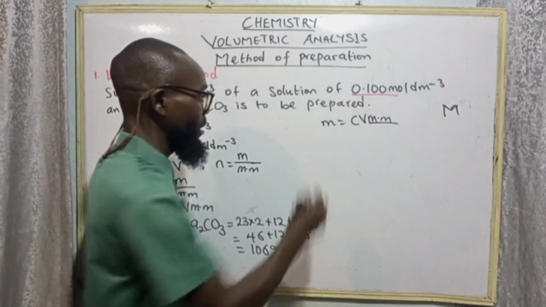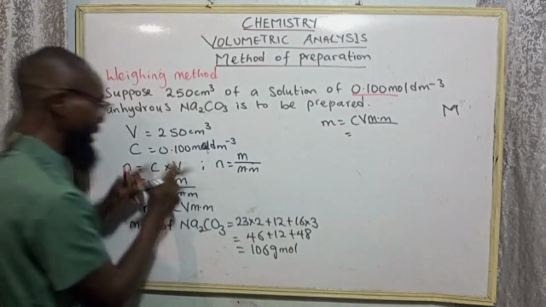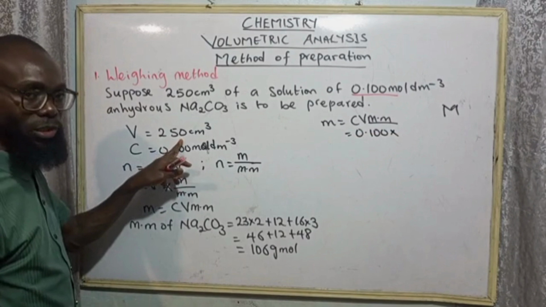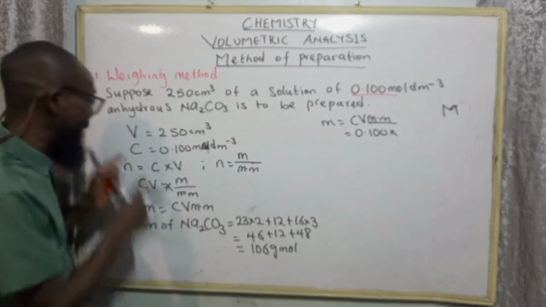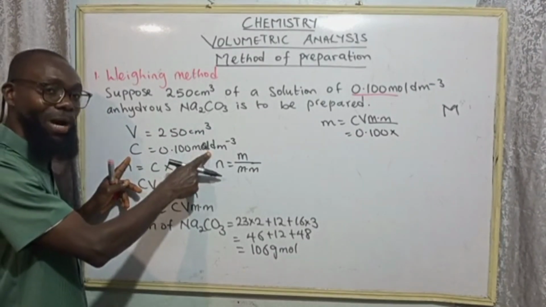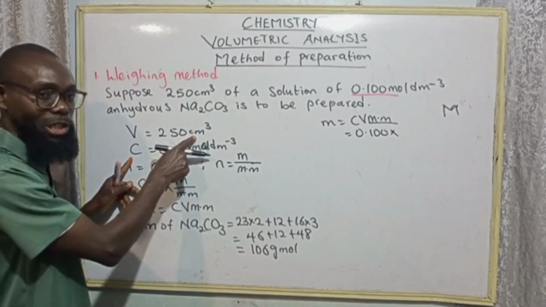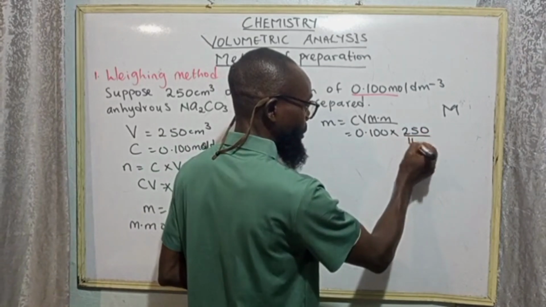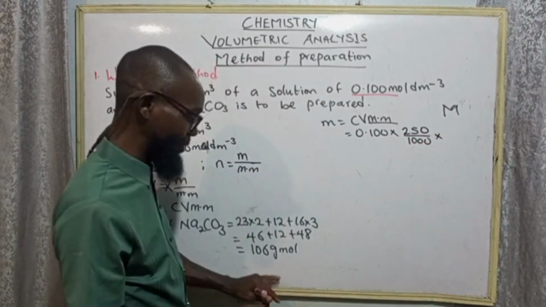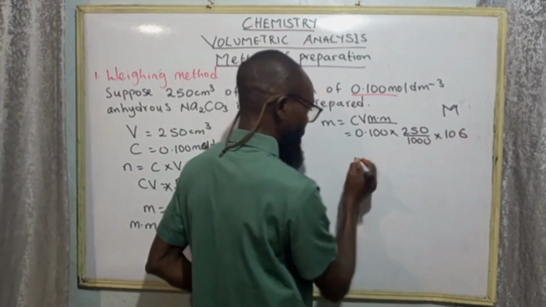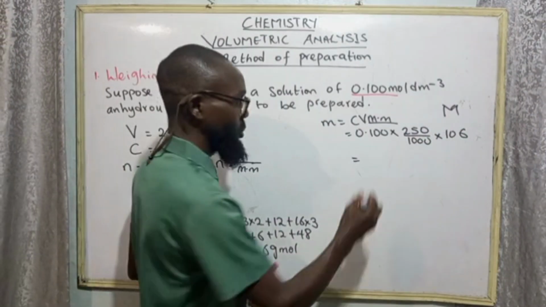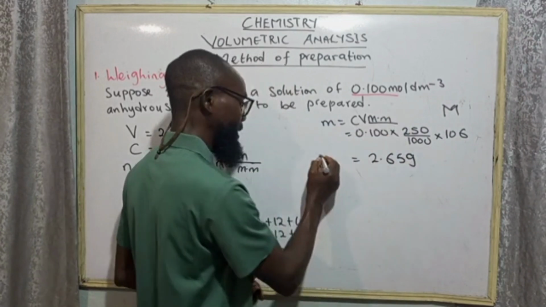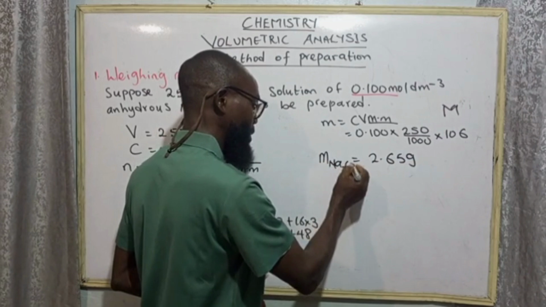In some textbooks, this molar mass will be denoted with capital letter M. CV capital M. Now, our concentration that we have here is 0.100 multiplied by our volume, which is 250. And it should be converted to dm cube because our concentration also is in what? Mole per dm cube. So we have to change this to dm cube by dividing by 1000. That is 250 divided by 1000 multiplied by the molar mass we have now, which is 106. So let us multiply and divide. So we have 2.65 grams. So this is the mass of sodium trioxocarbonate(IV).